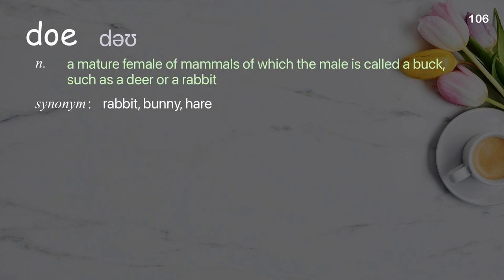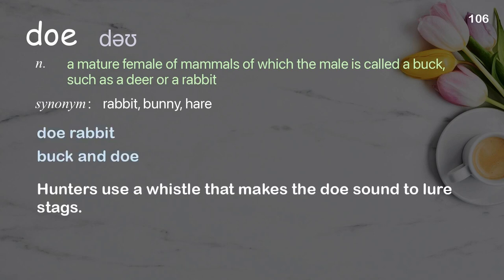Doe. A mature female of mammals of which the male is called a buck, such as a deer or a rabbit. Examples. Doe rabbit. Buck and doe. Hunters use a whistle that makes the doe sound to lure stags.